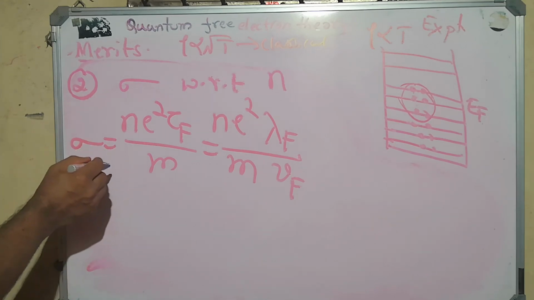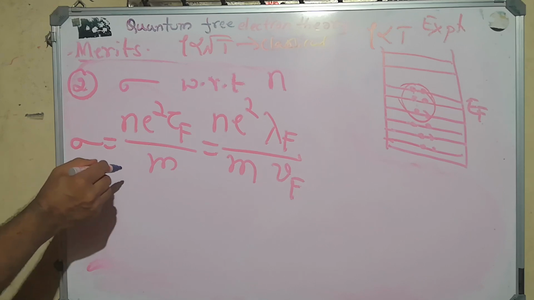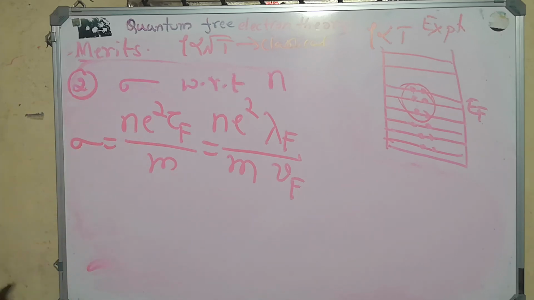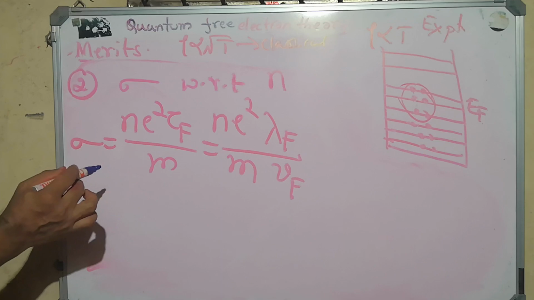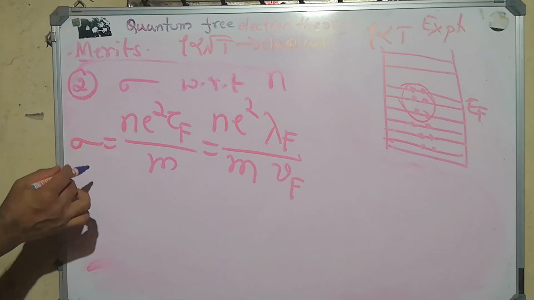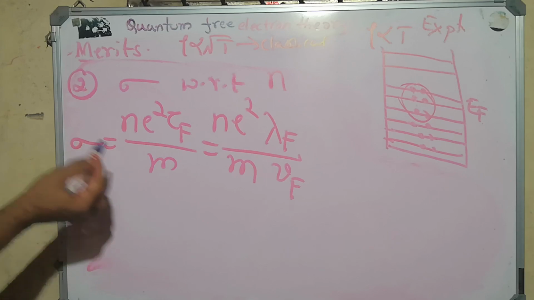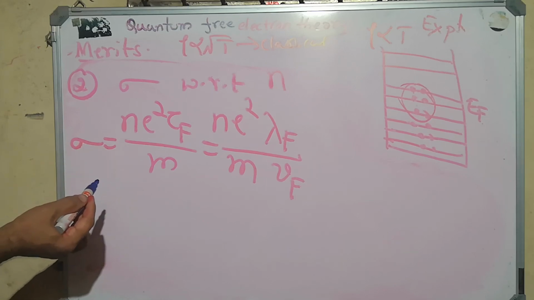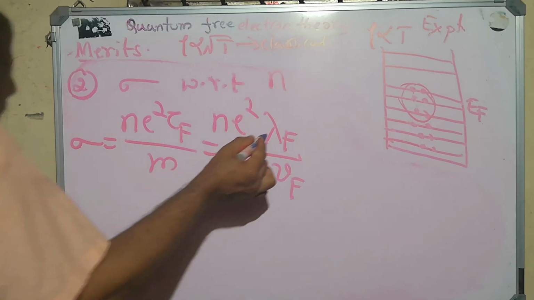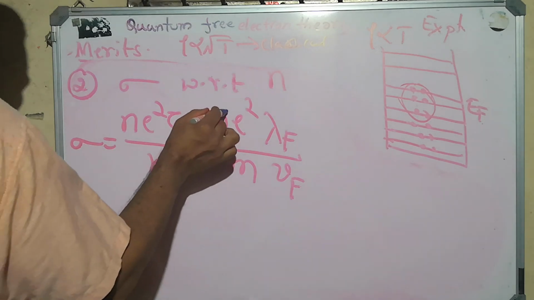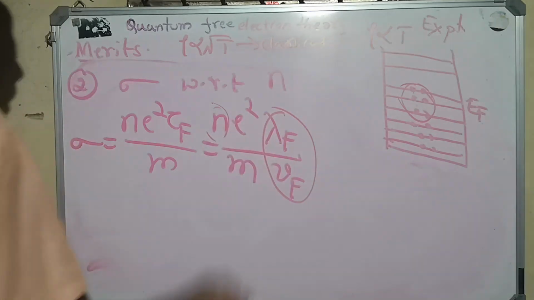According to classical theory, a trivalent metal like aluminium is a better conductor than a monovalent metal like copper, but that is not true. How can we resolve this problem using quantum free electron theory? According to quantum free electron theory, all free electrons are not conduction electrons. Only those electrons having energy equal to or nearer to the Fermi energy will take part in the conduction process. Using this, we say that sigma not only depends on n, it also depends on the lambda F by VF ratio.